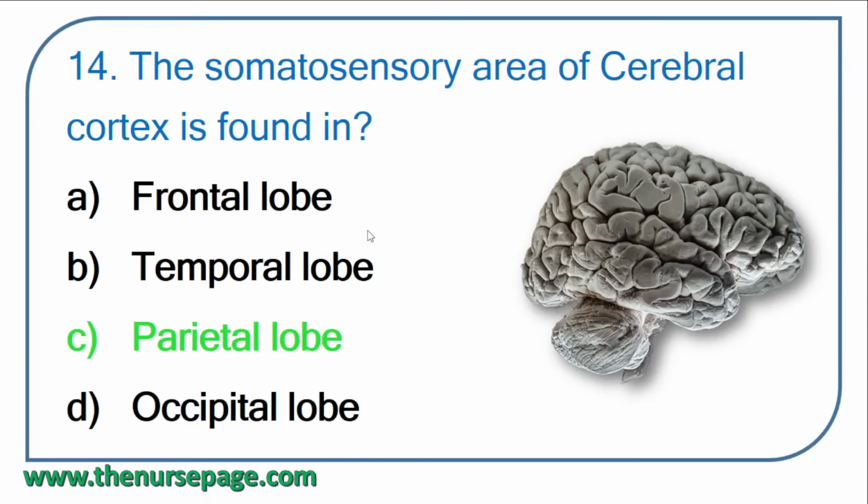Correct answer is parietal lobe. Somatosensory area of cerebral cortex is found in parietal lobe. Motor sensory cortex is found in frontal lobe. Temporal lobe is mainly for hearing and all. Occipital lobe is for vision.